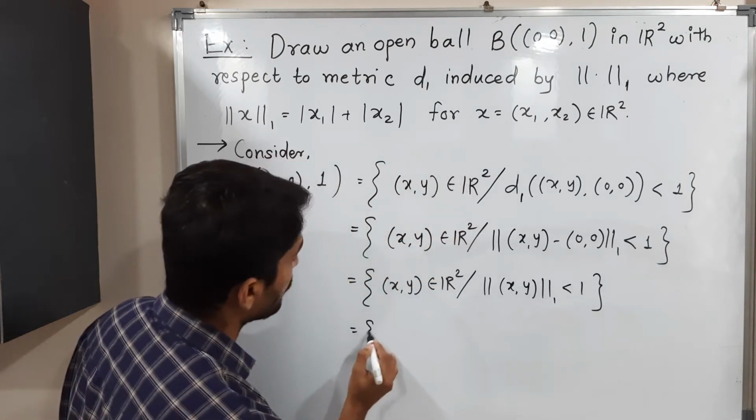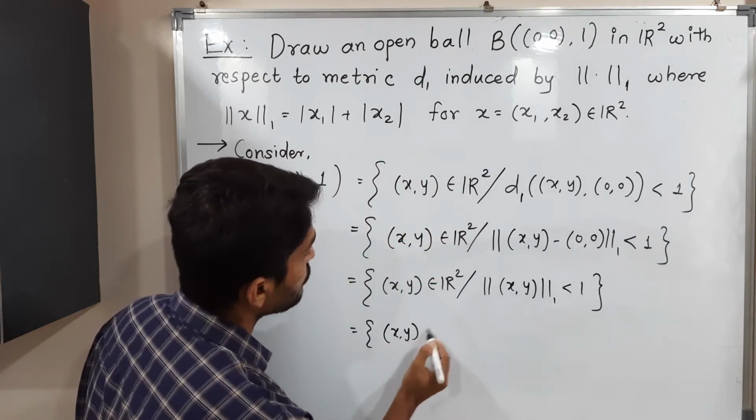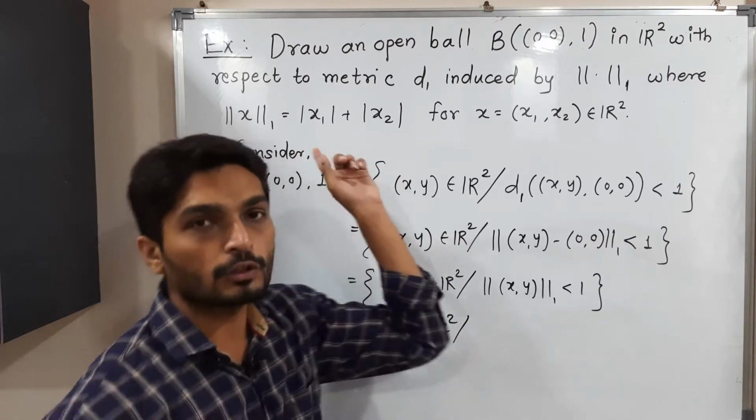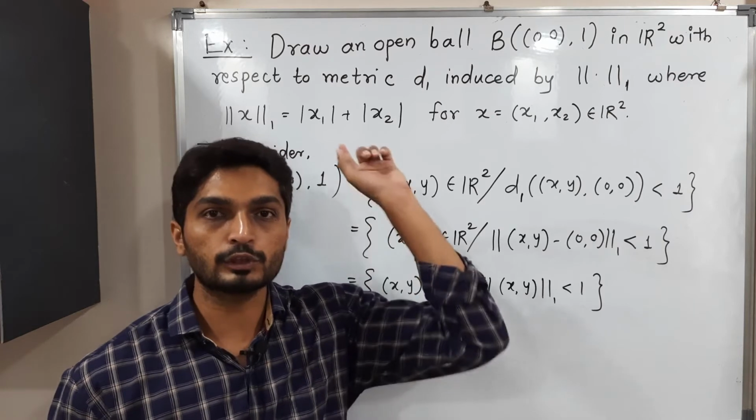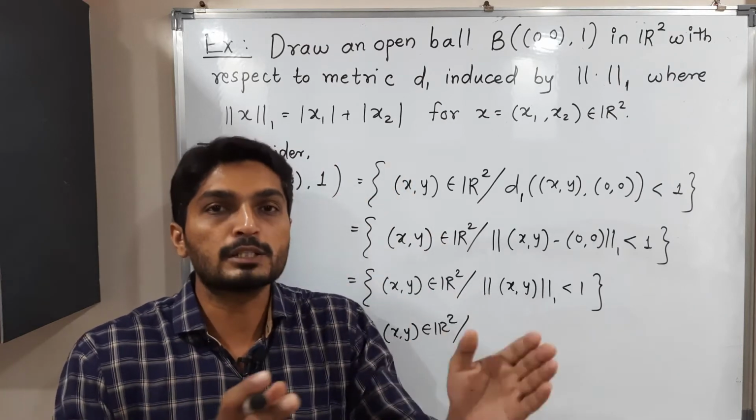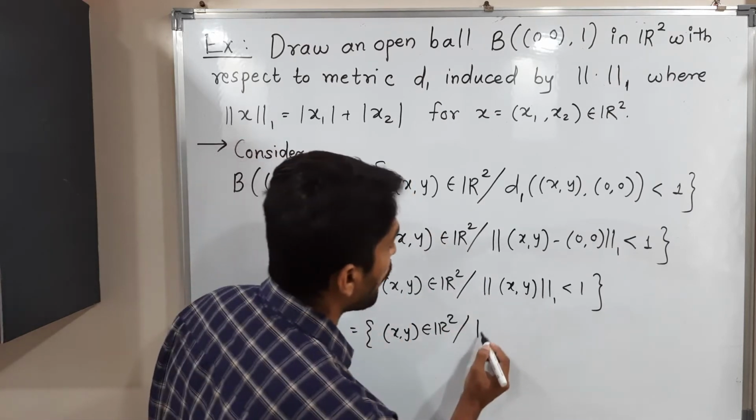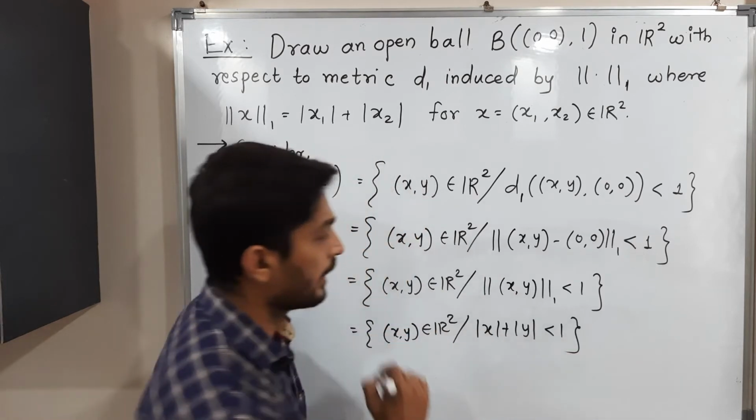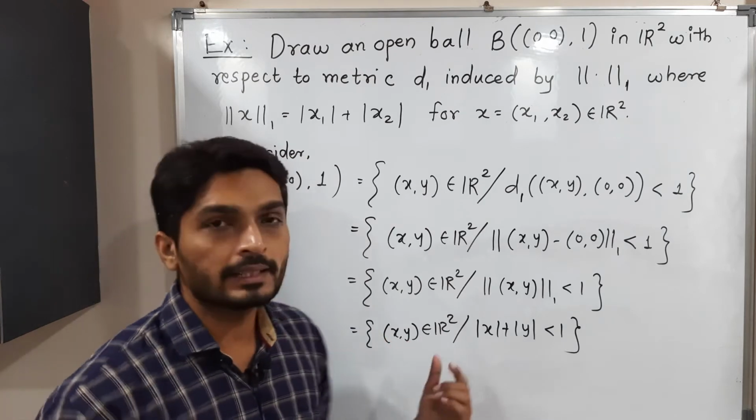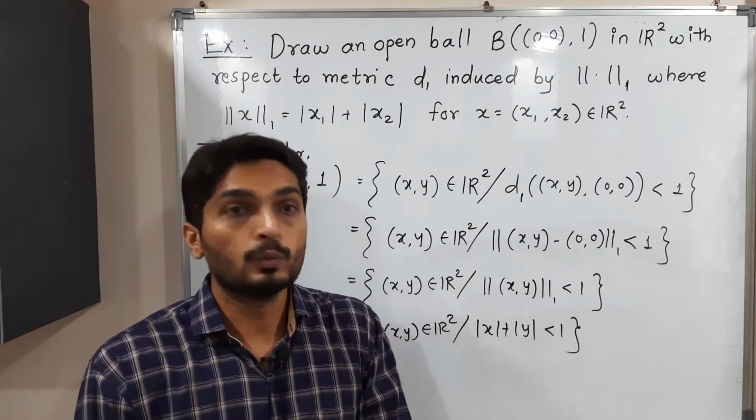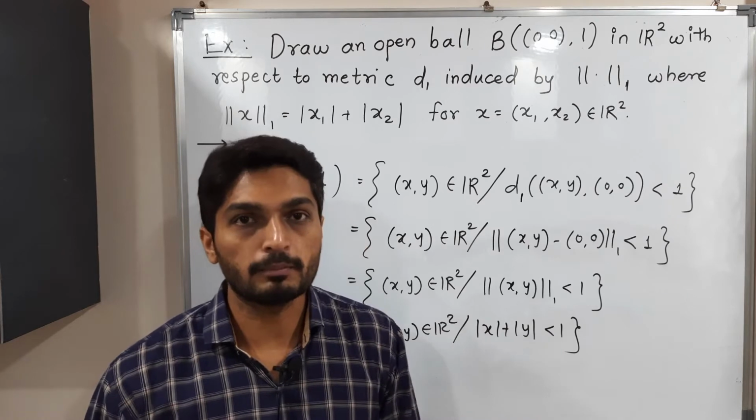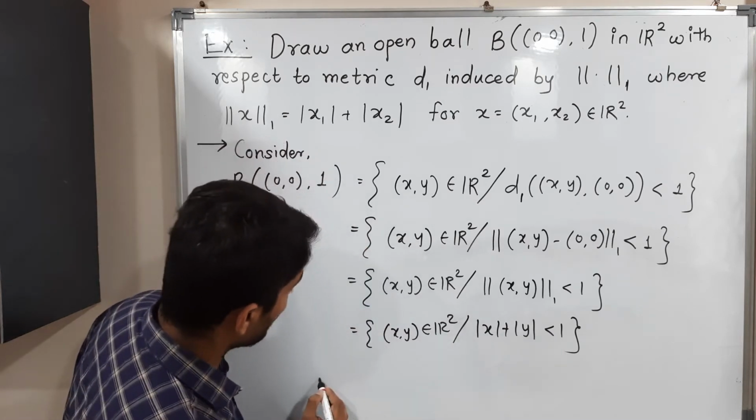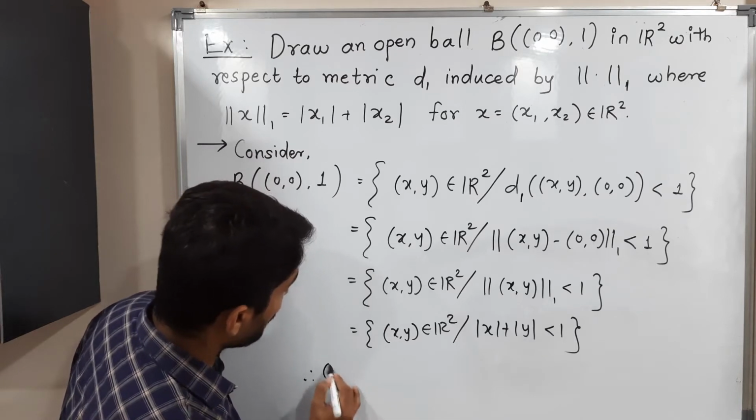So this is equal to the set of (x,y) belonging to R2 such that norm 1, what is the definition of norm 1? That is also given here. The definition of norm 1 is mod x1 plus mod x2. So here I can write mod x plus mod y less than 1. So that means it collects all points of R2 which satisfy this condition, mod x plus mod y less than 1.